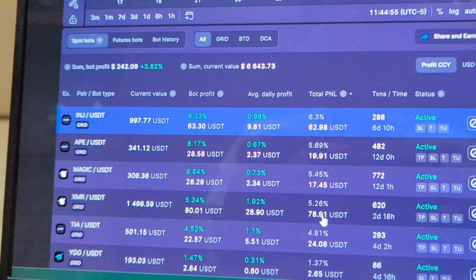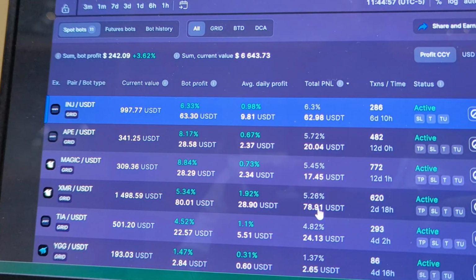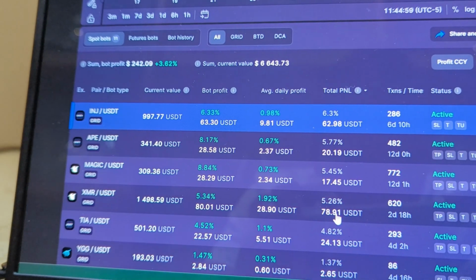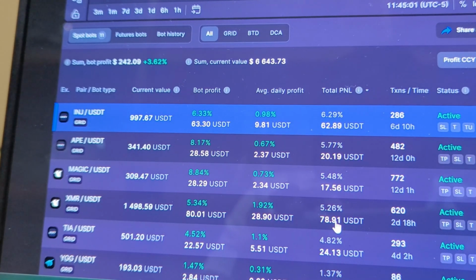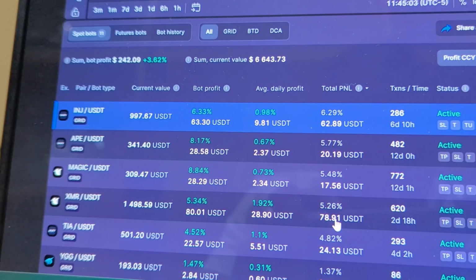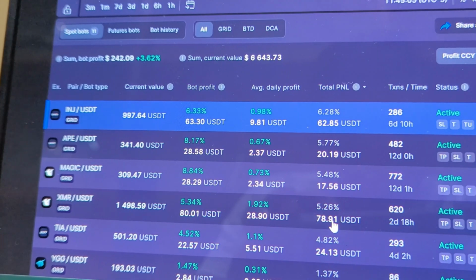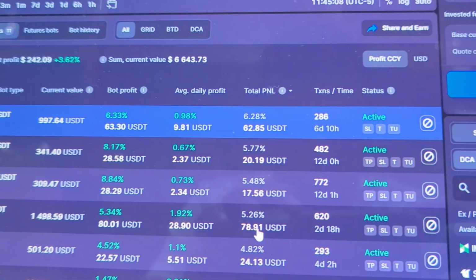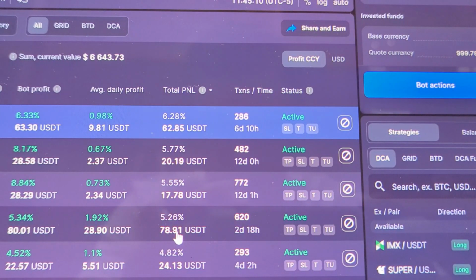As we can see, I deployed with $1,000. The average daily profit is sitting at about 0.98%, and it has made a total return of 6.33% so far in 6 days and 10 hours. And yes guys, that's how you're able to deploy a crypto bot successfully.